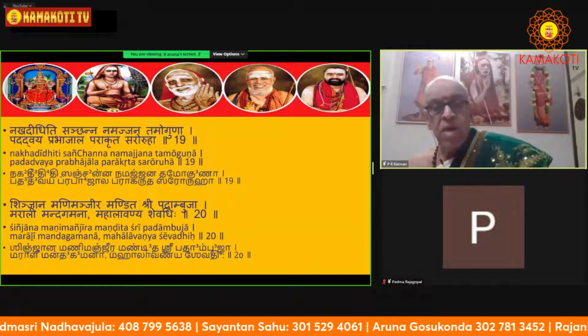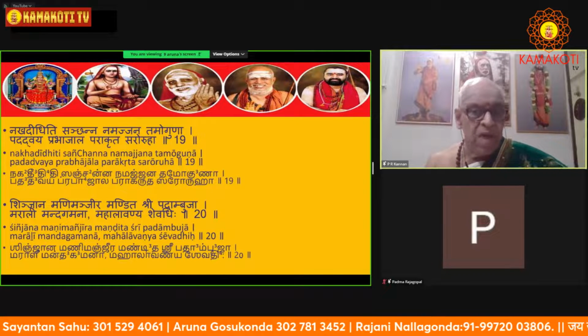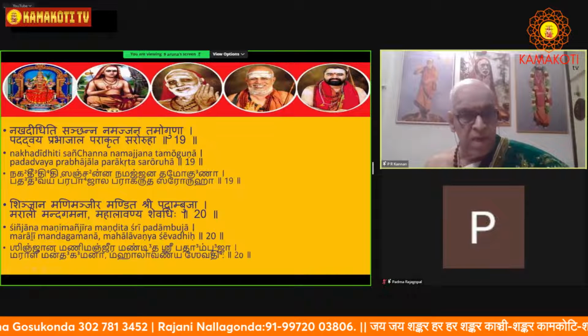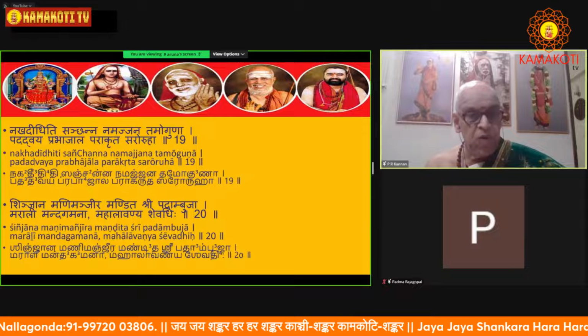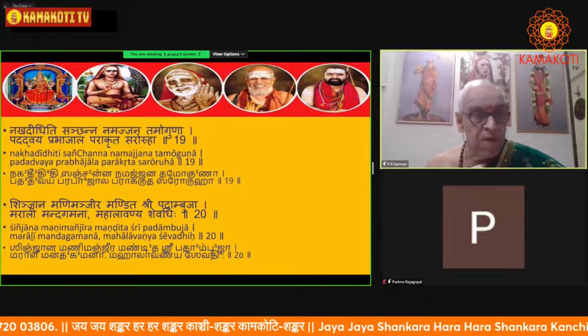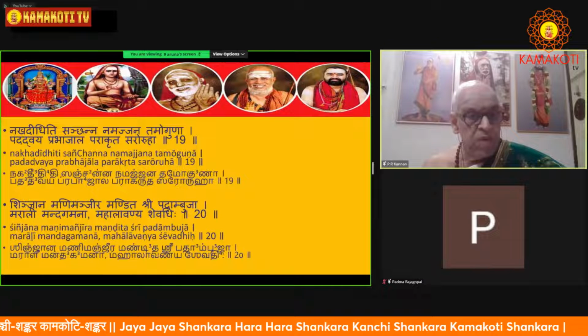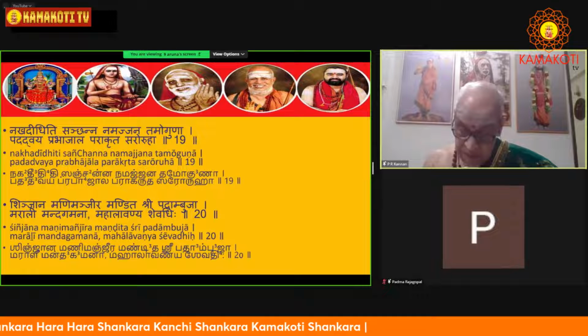So, Tamaso ma Jyotirgamaya, we say, that is why, from Ajnana to Jnana. So this darkness, which is Ajnana, is being removed by the very beautiful shine of the foot nail. Sanchanna means it removes. Padadvaya prabhajala parakrita saroruha.